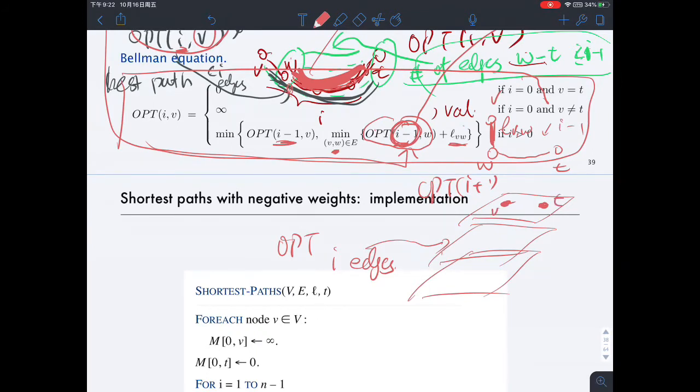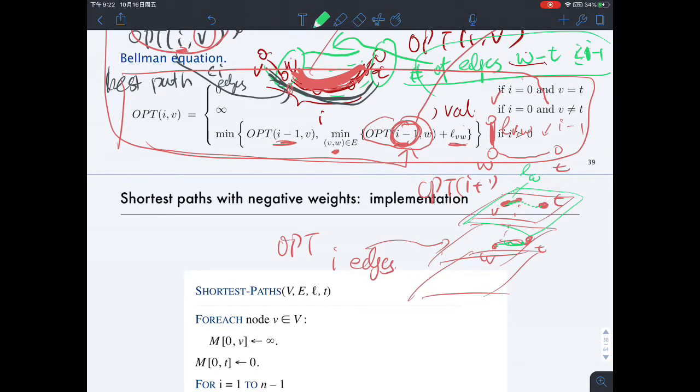In case I want to find the optimum solution that consists of i plus 1 edges between v and t, I need to find the optimum solution that consists of i edges between w and t in the previous layer. This is how I visually draw all these things. If I have the optimal solution here, and I also have the weight here, then I can concatenate, sort of copy the optimal solution up, and get the optimal solution for the i plus 1 layer.